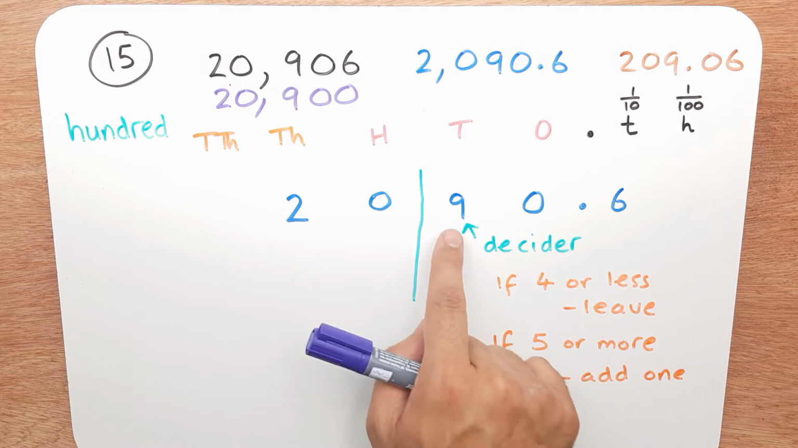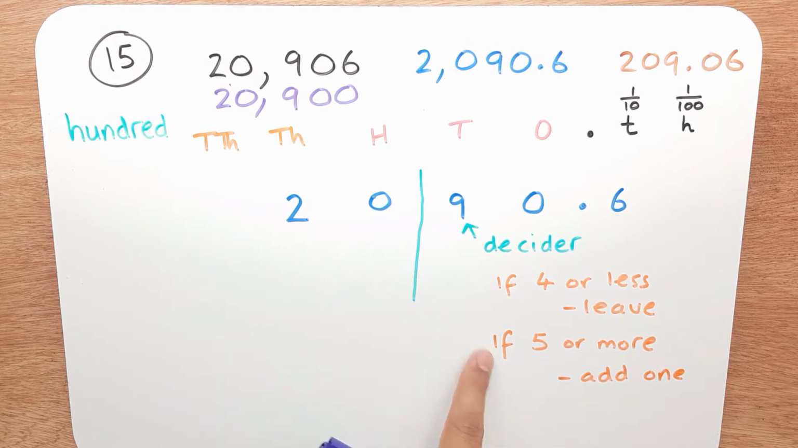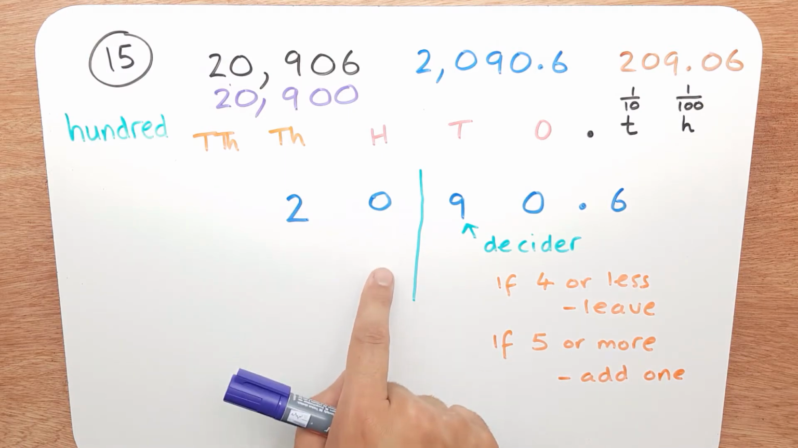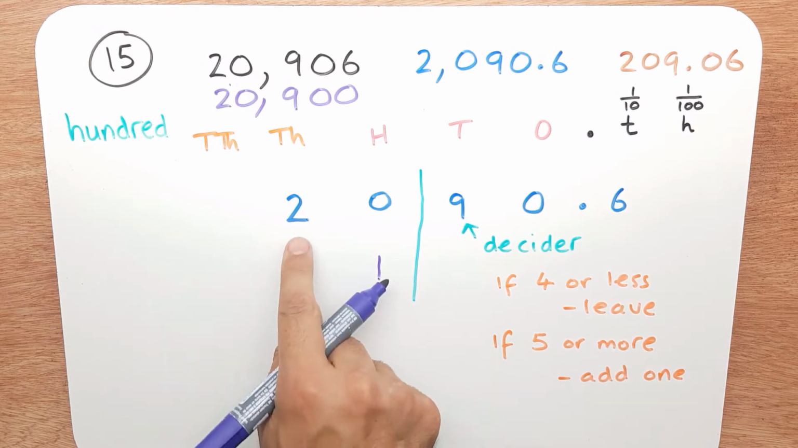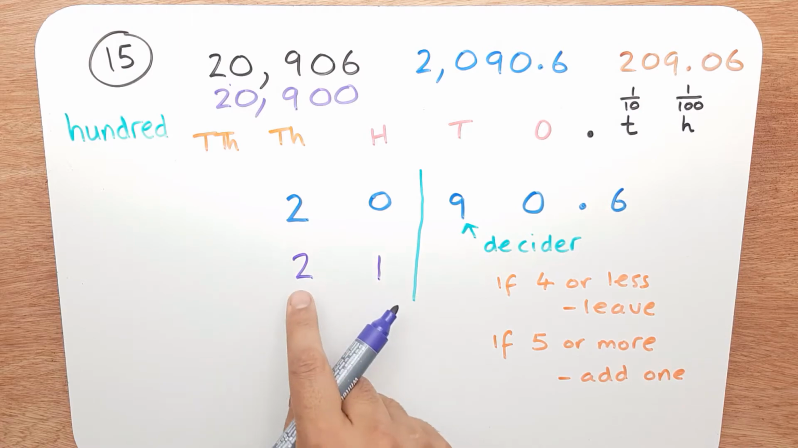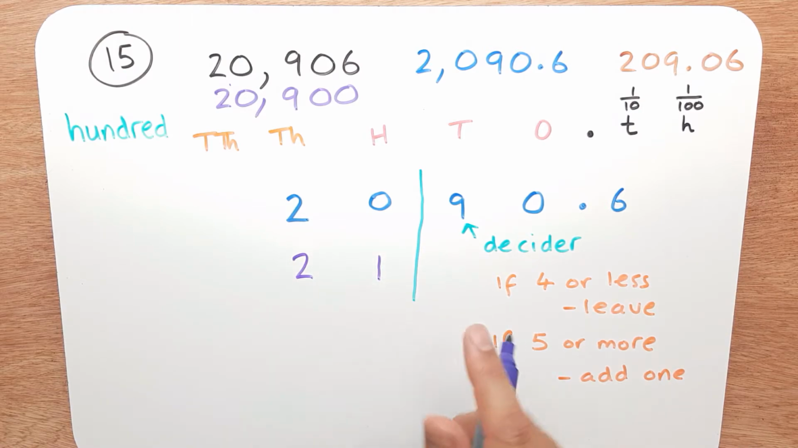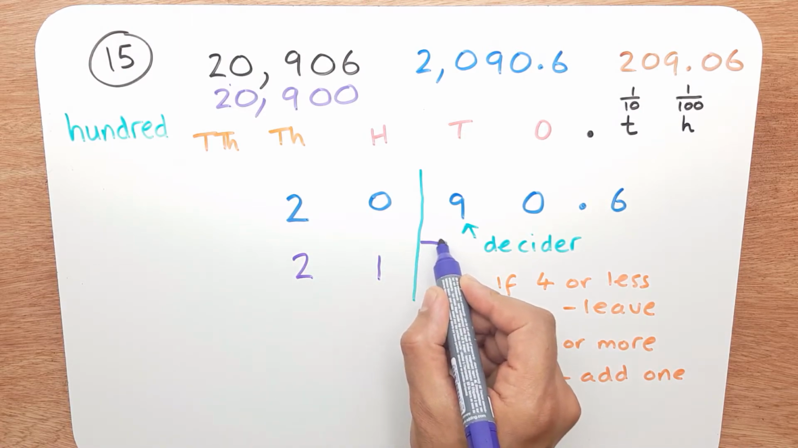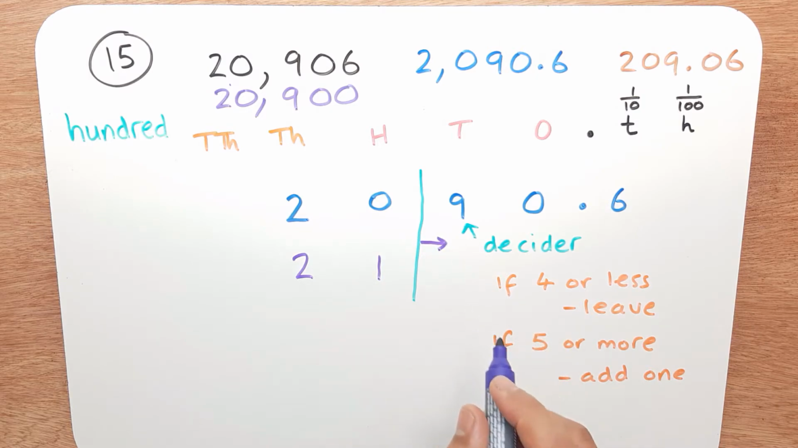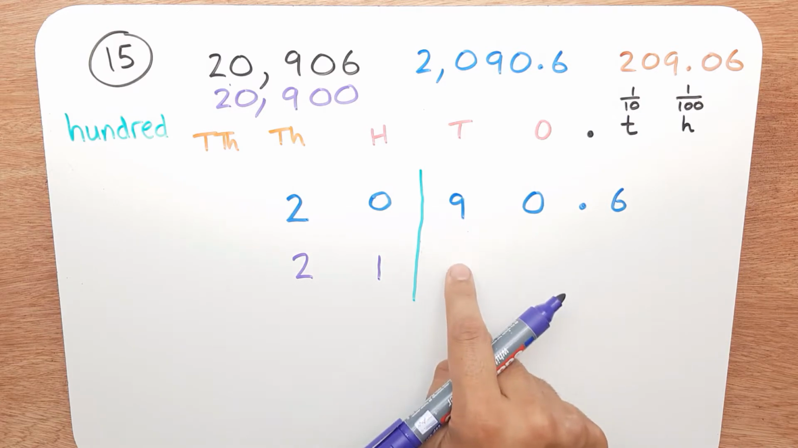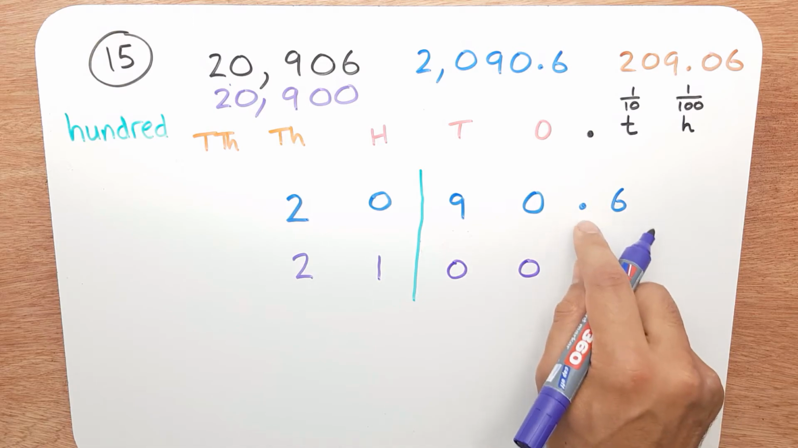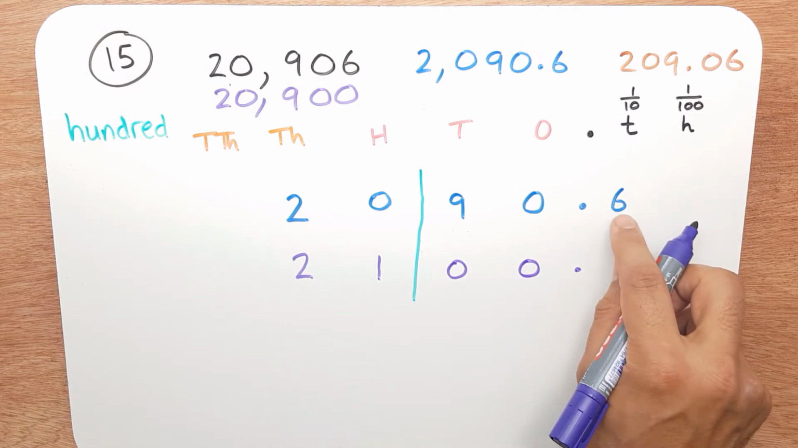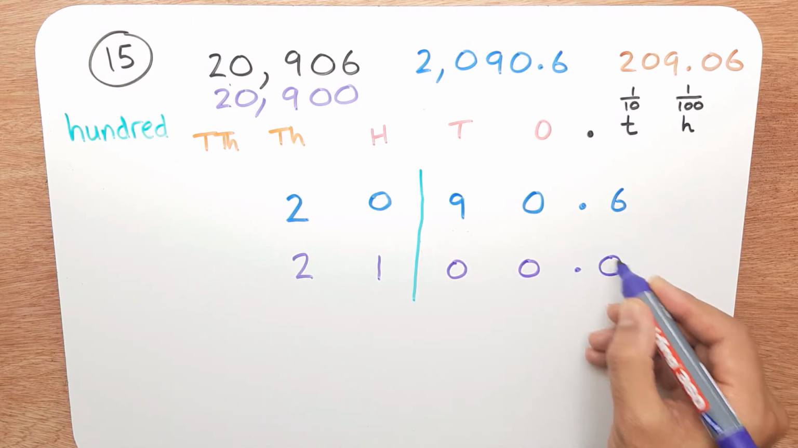Now in our case, because this is for the second one, we need to add 1 to this. So this 0 becomes a 1. This stays as a 2. So at the moment it's 2, 1. And we said everything to the right of this line becomes a 0. So let's rub this out. So that becomes a 0. That stays a 0. The decimal point comes here. And the 6 turns into a 0.